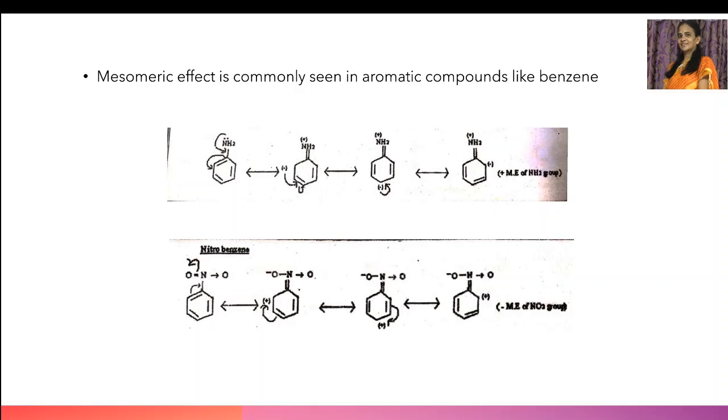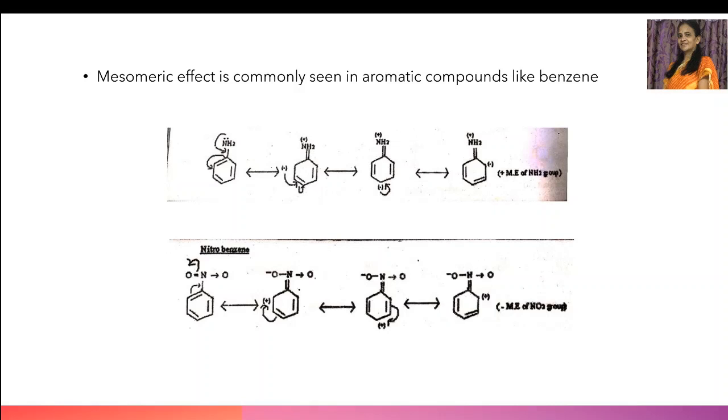This is nitrobenzene. In nitrobenzene, what happens? Here this oxygen is more electronegative. Because of that reason, what happens? The bond polarization is towards oxygen. So oxygen pulls this electron pair, that is the pi bonded electrons, towards itself. Then what happens? The pi bond present in this benzene ring is shifted towards this single covalent bond present in between this benzene ring and nitrogen.